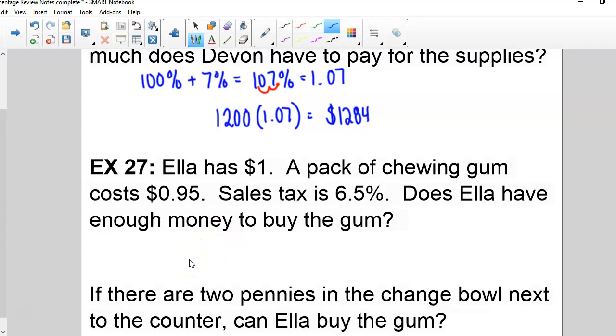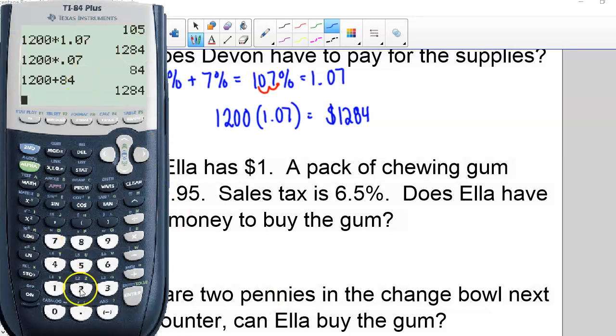Okay. How did you do that? Okay. All right. Okay. So she would need 6.175 cents for tax, which they're going to round that up to 7 cents in a store. So she would need 7 more cents. She only has like 5 extra cents to deal with here, right? So it would not be enough.